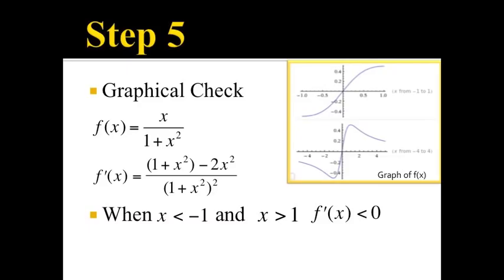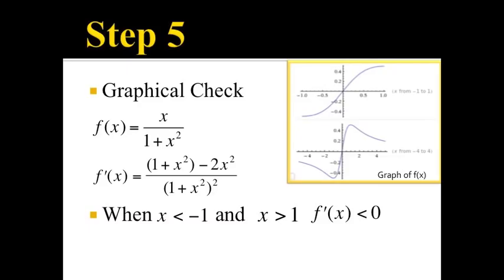Also, you can see from negative infinity to negative 1, there is a negative slope. As you can see, y is decreasing. And from 1 to positive infinity, there is also a negative slope. As you can see, y is also decreasing. But from negative 1 to 1, y is increasing because it has a positive slope as well.